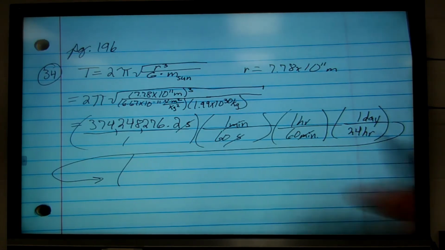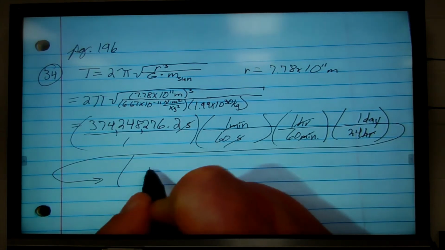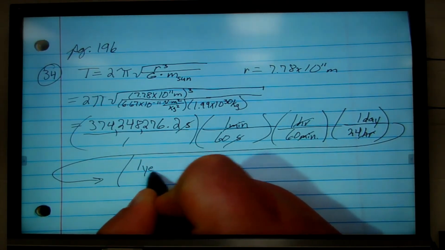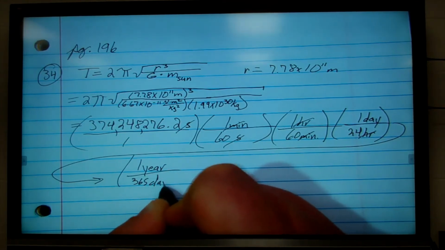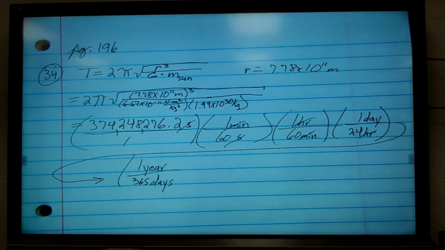Alright, so hours are canceled, now I'm in days, and I need to get to years. So there's 365 days in a year. Before anybody says anything, I know there's 366 days this year. I know it's leap year. Who cares? We're doing 365 because that's the average is what we're looking at.